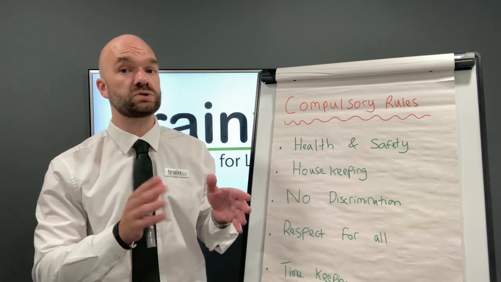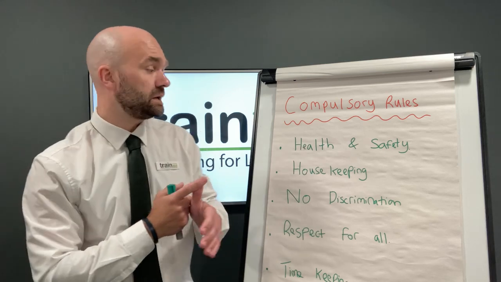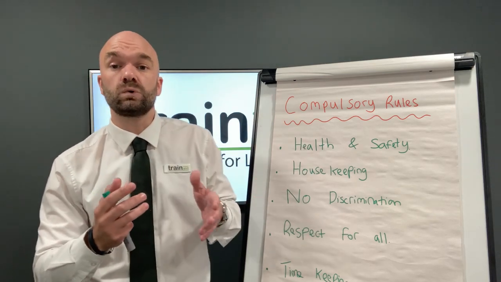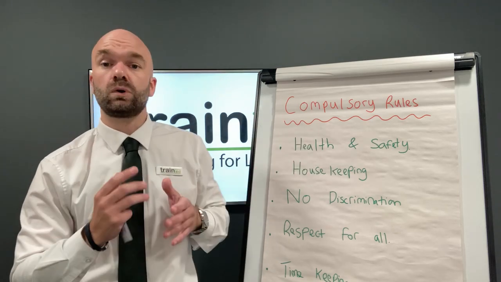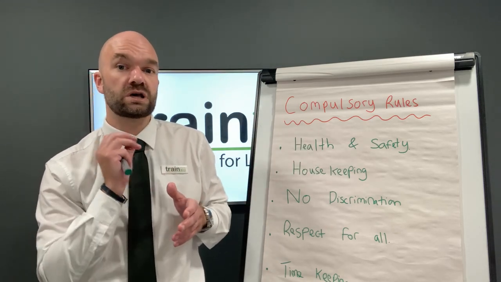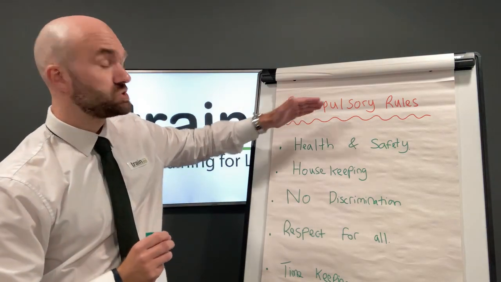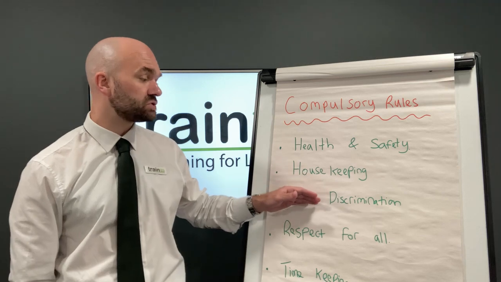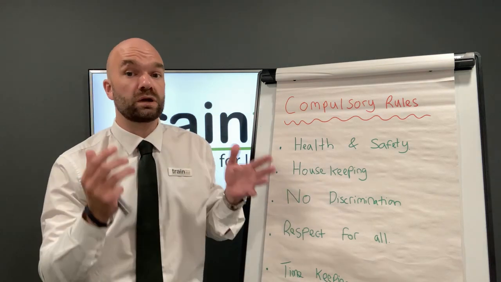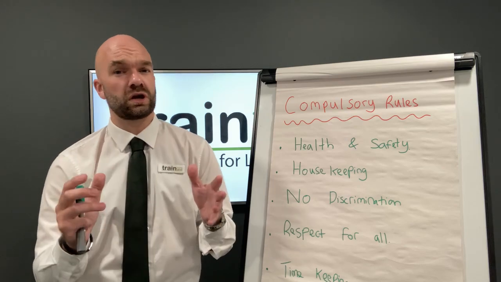So it's very important we let learners know about the health and safety, the housekeeping rules, when breaks are, all of those fine and important things as well. So learners do not have a say within those. Also, some compulsory rules, the organisation rules, are things such as no discrimination, equality and diversity, respect for all learners. Those are the non-negotiable rules.